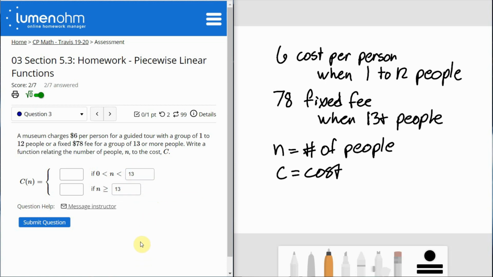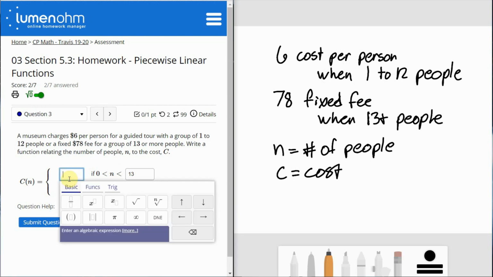Now to set up the expressions. If it is less than 13 people, the museum charges $6 per person. Remember that per is a keyword that means multiply, and that n is the variable for the number of people. That will make the first expression 6 times n.